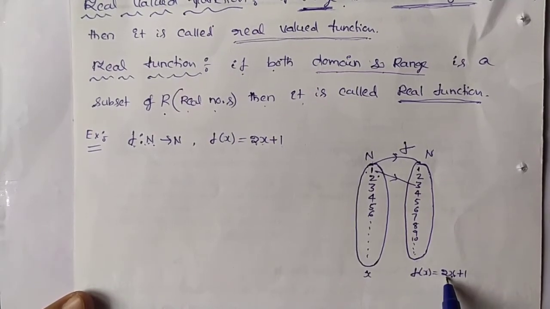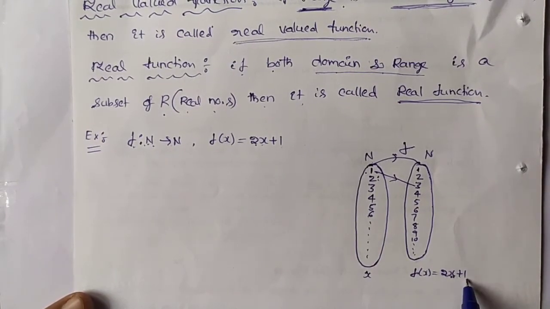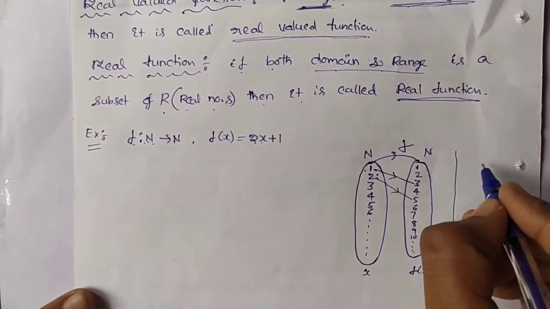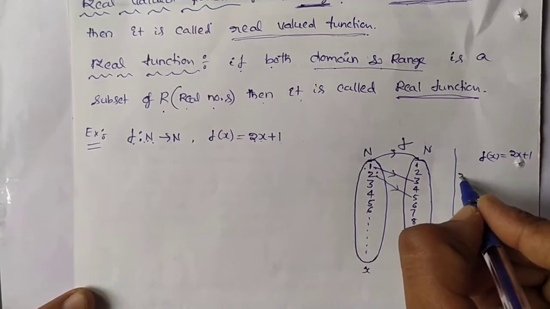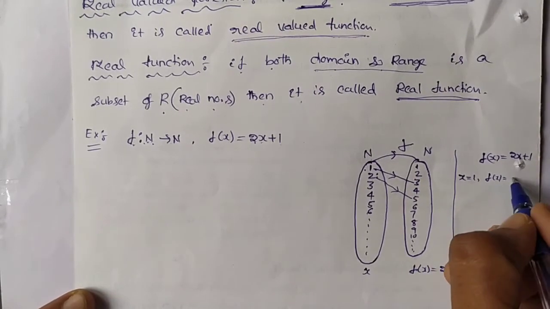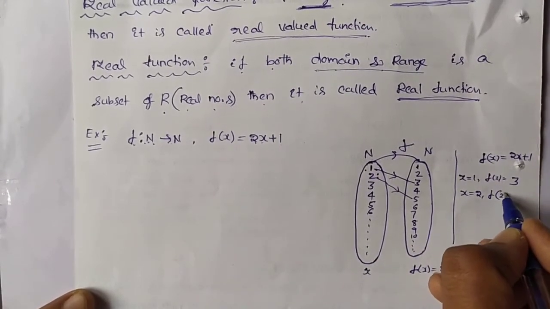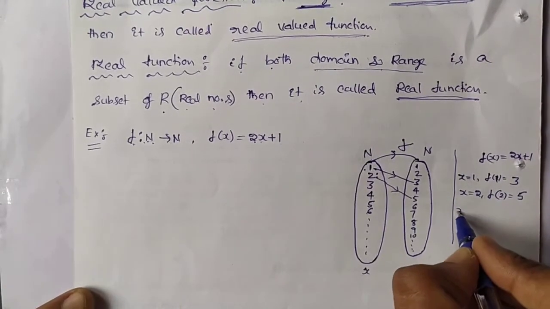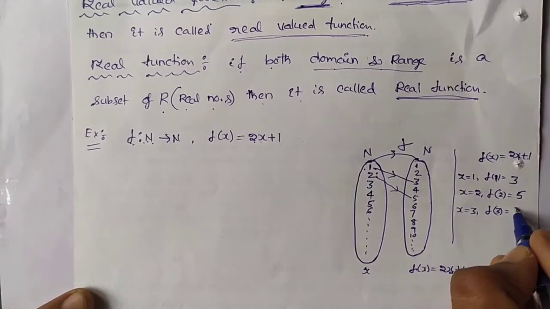If x equals 2, then 2 into 2 is 4, 4 plus 1 is 5. Don't be confused. Here we have f of x equals 2x plus 1, isn't it? If x equals 1, then f of x equals what? 2 into 1 plus 1 is what? 3. If x equals 2, then f of 2 is what? 2 into 2 is 4, 4 plus 1 is 5. If x equals 3, then f of 3 is what? 2 into 3 is 6, 6 plus 1 is 7, like that.